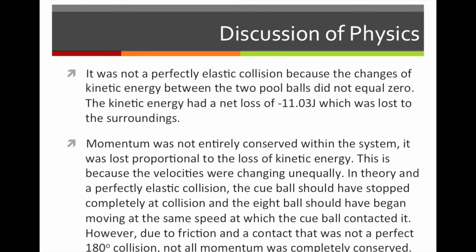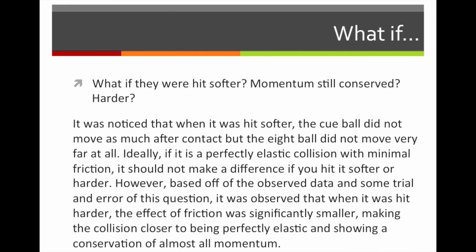So it wasn't a perfectly elastic collision because the change in kinetic energy between the two pool balls was not zero. There was a net loss of 11.03 joules, which was lost to either friction or drag force in the air. Momentum was also not entirely conserved. It was proportional to the loss of kinetic energy because the velocities were changing. In theory, if it was a perfectly elastic collision, the cue ball should have stopped completely when the two collided, and the 8-ball should have begun moving at the same speed that the cue ball contacted it. However, due to friction and a contact that was not a complete 180-degree collision, although it was close, it wasn't completely 180 degrees, not all of the momentum was conserved.